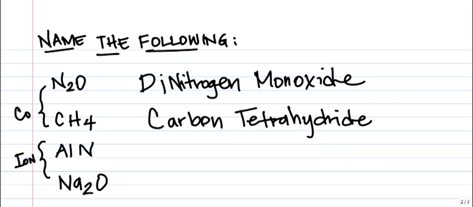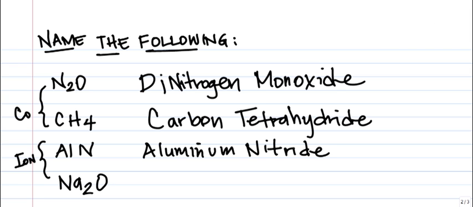And so what's nice about ionic bonds is you just basically write out the name and change the last one to an I. So it's aluminum nitride. Here I've got a sodium bonded to an oxygen. Sodium oxide. Nice and easy.